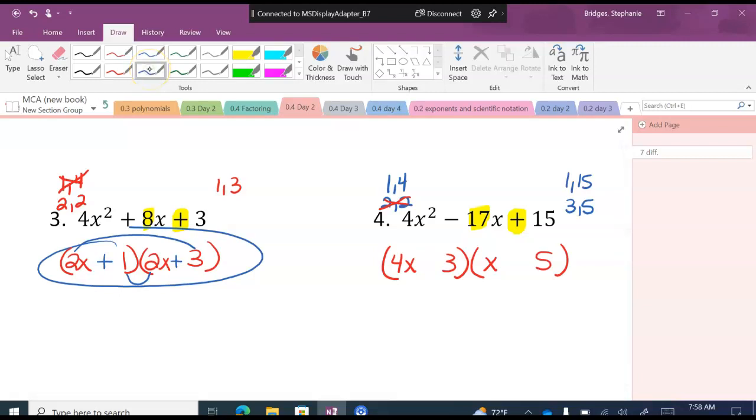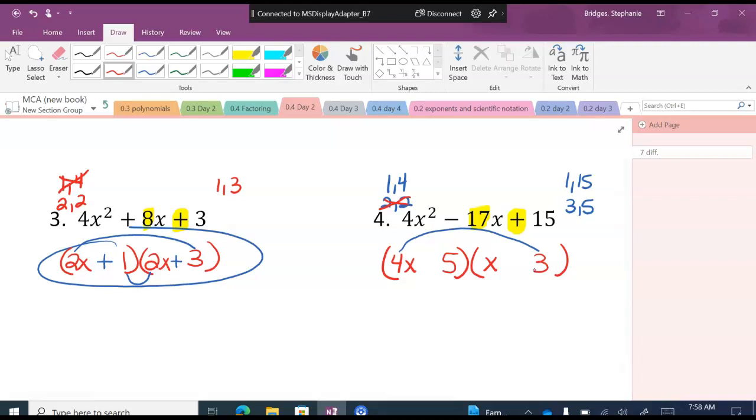Again, we're checking the products. What is 5 times 4? 20. That's already more than 17, isn't it? So I don't need to try the other one. So what I need to do is switch the positions. I'm going to try to put the 5 here and the 3 here, and I'm going to try again.